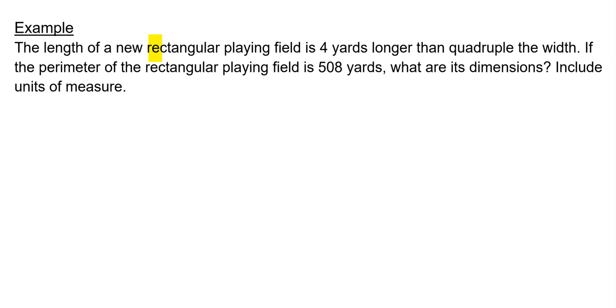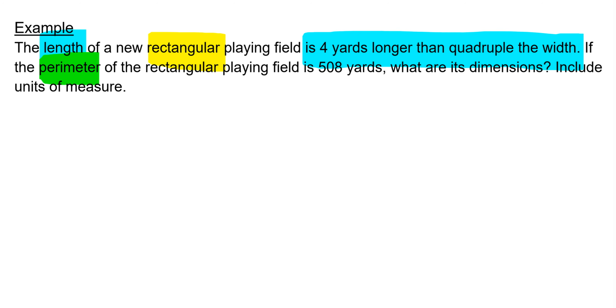So the length of a new rectangular playing field is 4 yards longer than quadruple the width. So the length of a rectangle, so it's a rectangle again, we're dealing with the rectangular shape again. The length is 4 yards longer than quadruple the width. And we're dealing with perimeter once again. The perimeter of the rectangular playing field is 508 yards. What are the dimensions? And include units in your answer.